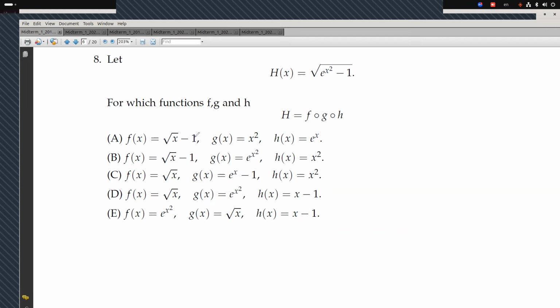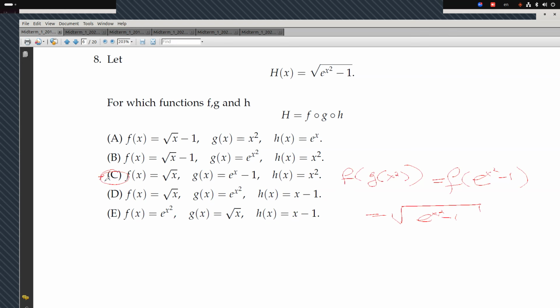F of g at x squared. So it is f at g of x squared, which is e to the power of x squared minus 1. What is f? It is root of e to the x squared minus 1. So C is the correct answer.